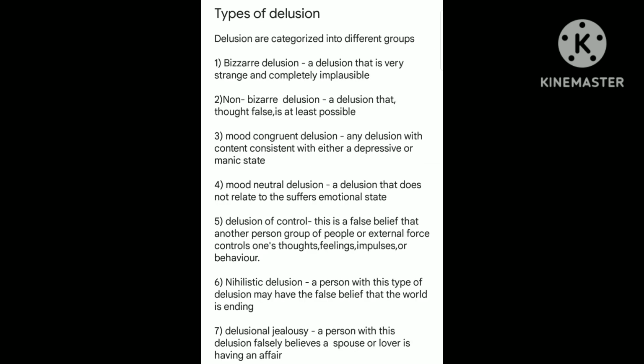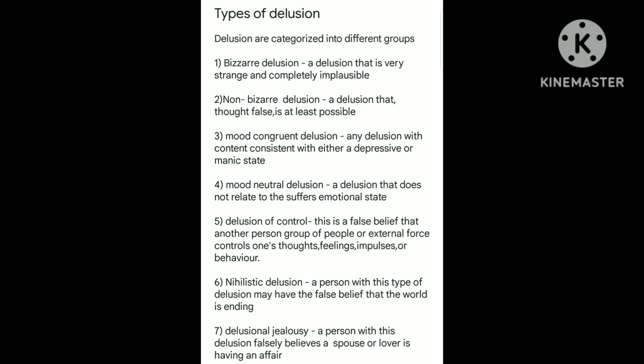Types of delusion. Delusions are categorized into different groups. Bizarre delusion: a delusion that is very strange and completely impossible. Non-bizarre delusion: a delusion that, though false, is at least possible. Mood congruent delusion: any delusion with content consistent with either a depressive or manic state. Mood neutral delusion: a delusion that does not relate to the sufferer's emotional state.